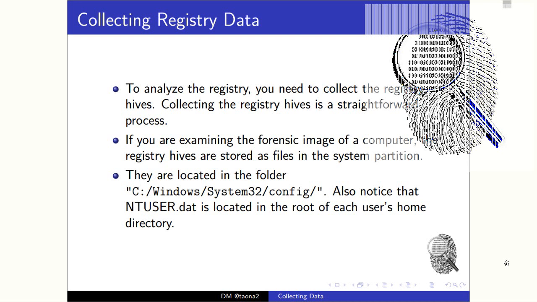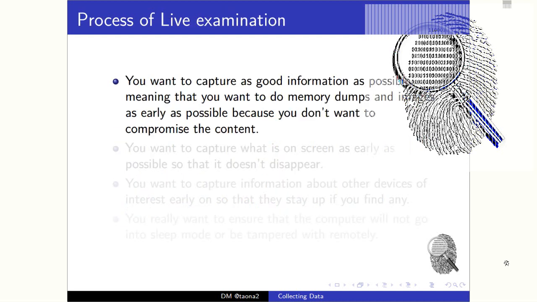Collecting hives is normally very very easy to do, and if you are examining a forensic image of a computer, the hives should be stored as files in the system partition, so you should be able to just find the hives. They are stored as files in the config folder of System32, and there's also one very, very important file to note as well, that is NTUSER.DAT. So all that we're saying here is we should always have methods to analyze the registry and to collect data that was in the registry.